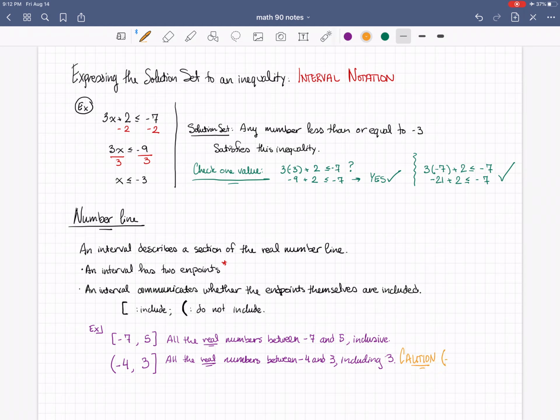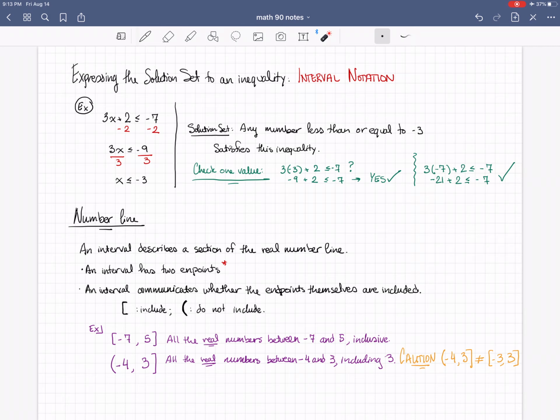Saying that we're not including the -4 is not the same as saying, oh, well, then just start it at -3 and include the -3. The reason that these are not the same thing is that we're talking about the real numbers here. And -4 and -3 are integers. There are lots of real numbers. In fact, there are infinitely many real numbers between -4 and -3.